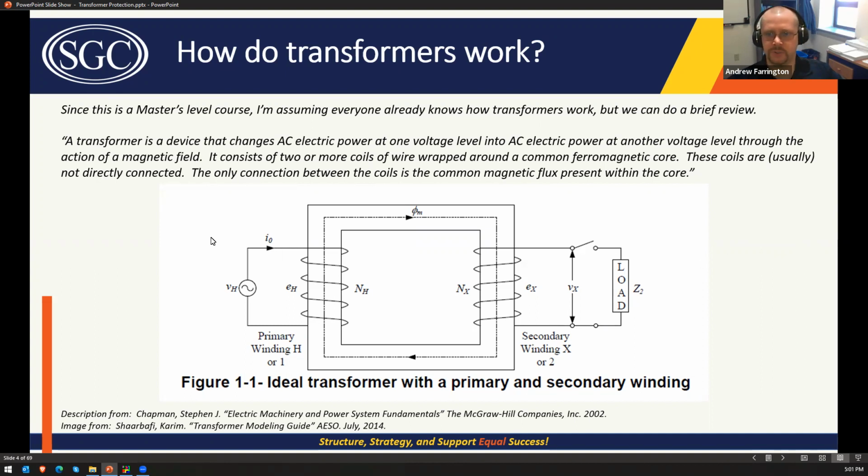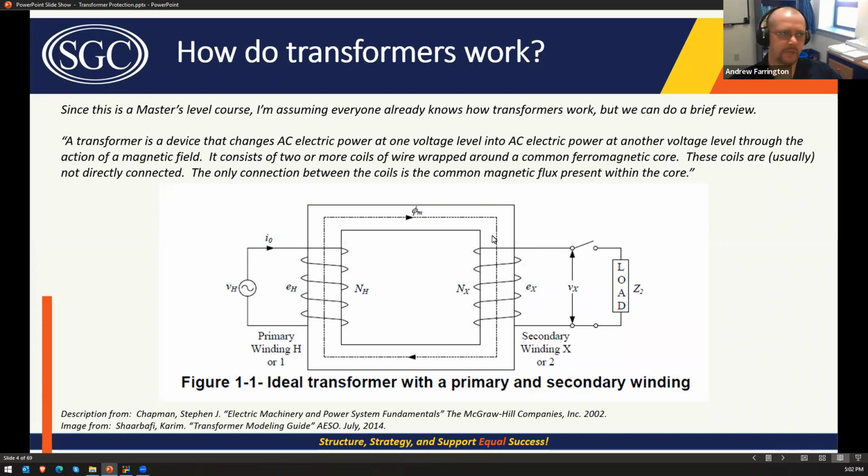A transformer is a device that changes AC electric power at one voltage level into AC electric power at another voltage level through the action of a magnetic field. As current goes through this coil of copper winding, it introduces a magnetic field, which then goes through the ferromagnetic core and creates a flux, and that flux induces a current in the other winding, and that delivers power to the load.